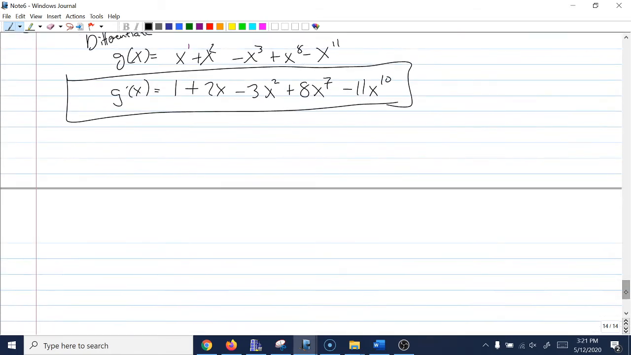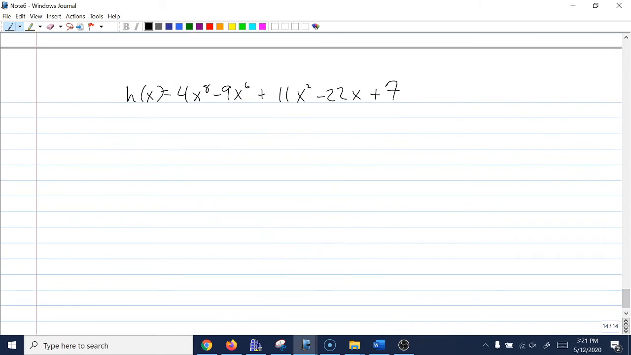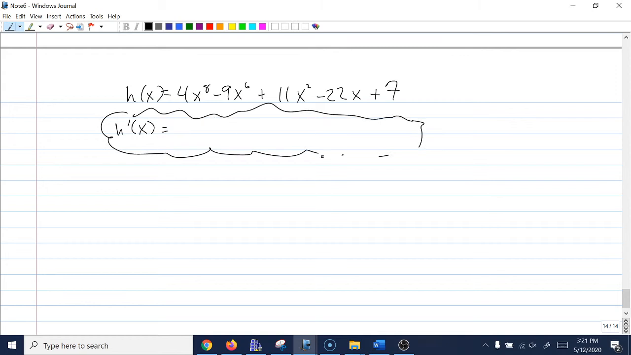Let's try one with some constants. If I hand you h of x is 4x to the 8 minus 9x to the 6 plus 11x squared minus 22x plus 7. Okay, there's a step in between that we're usually not going to write. I'm going to put this in a thought bubble because after this example, we're never going to write this step down. But the step is, this 4 is a constant out front. A constant out front stays out front. It's going to be 4 times whatever the derivative of x to the 8 is. What's the derivative of x to the 8? It is 8x to the 7.